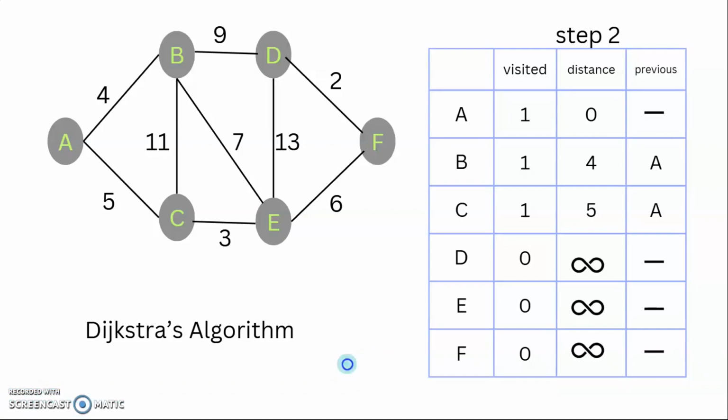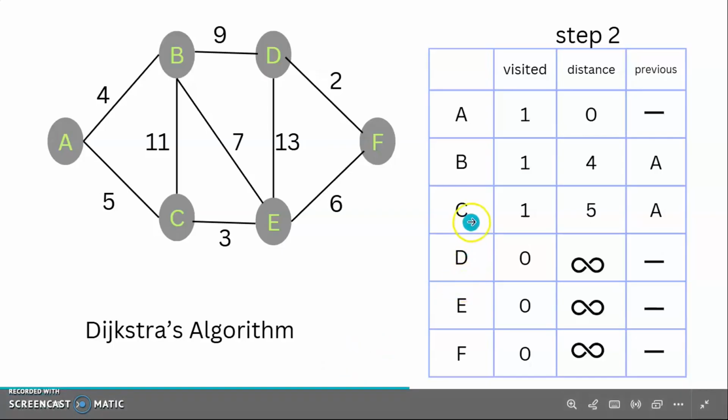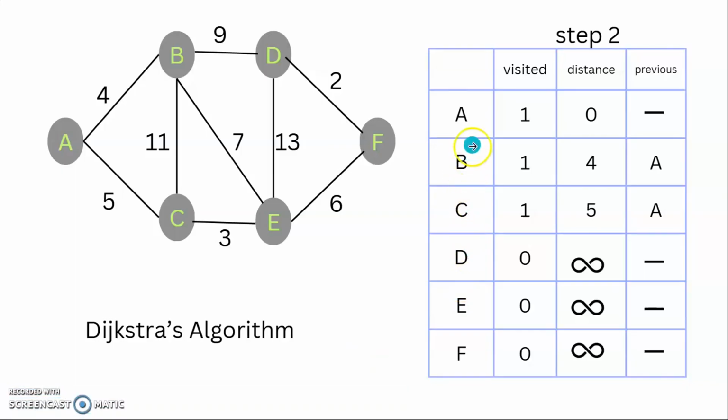Next, what you have to do in the previous table is consider the visited nodes only. So what are the visited nodes? A is visited, B is visited, and C is visited. A is the source vertex. So other than this, of B and C, you take the node with the lesser distance. Which is the lesser distance? The node B is with the lesser distance, 4.